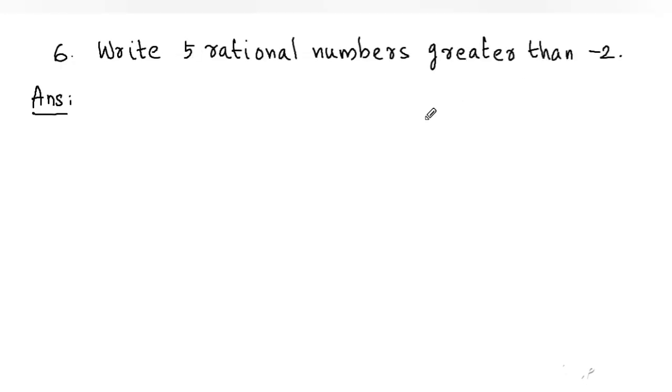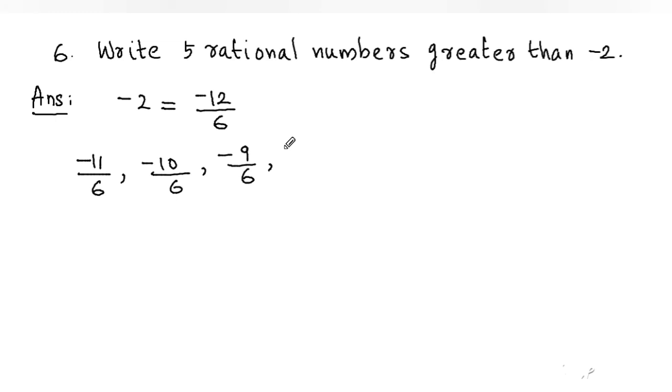Then the next problem is: write 5 rational numbers greater than -2. Here you can rewrite -2 similarly as we did in the second problem, as -12 by 6. So the numbers greater than -2 will be -11 by 6, -10 by 6, -9 by 6. We have to write only 5 of them. Then -8 by 6 and -7 by 6.